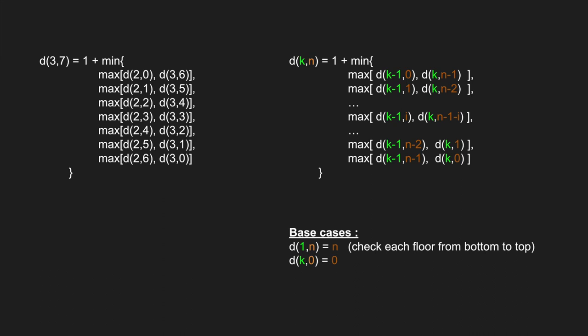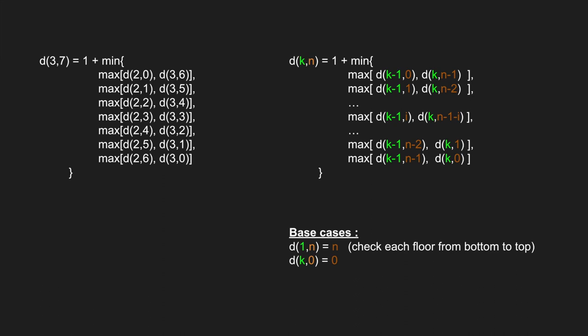If we only have one egg, then the strategy to find out the critical floor is to check every floor one by one from bottom to top. And the worst case would be that the critical floor is actually the last floor. So we would need to do n drops. Next, if n is 0, meaning that there is no floor in that building, then we don't need to do any egg drop, so the result is 0.